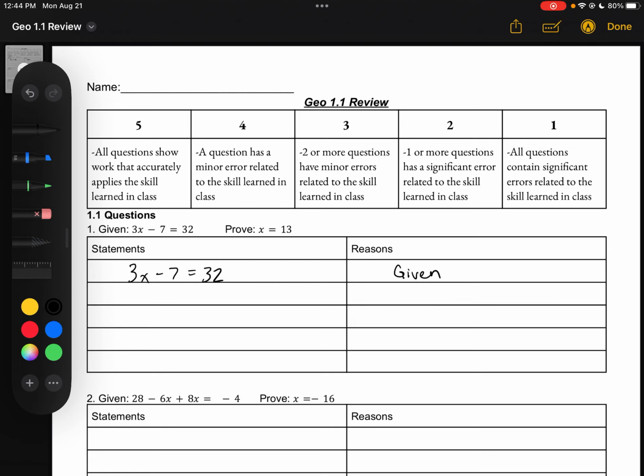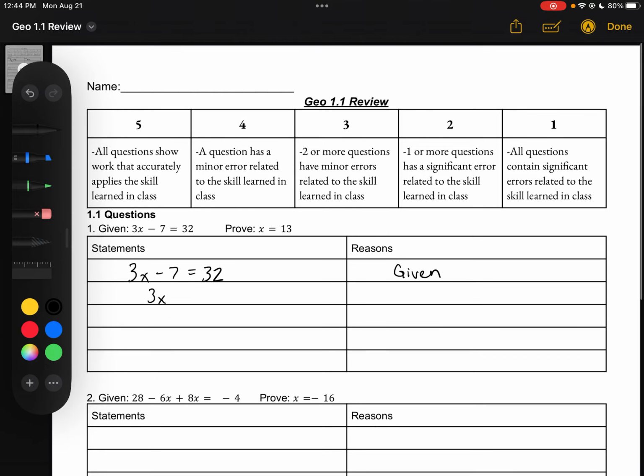Our next step is we want to get 3x by itself. And the way that we do that is by adding 7. So I'm going to write this in red because it's not actually part of the proof. It's just what we're doing. So in red there, the 32 plus 7 gives us 39. So we added 7, so that's going to be our addition property.